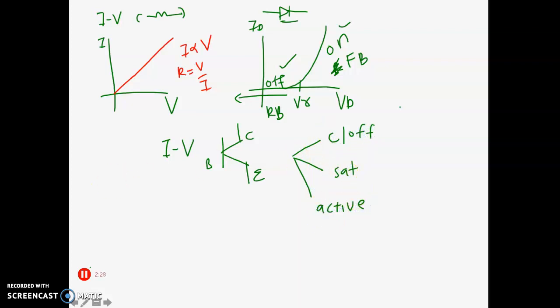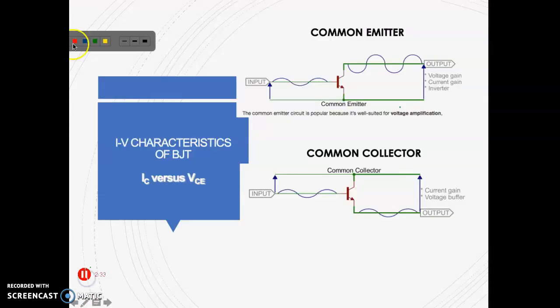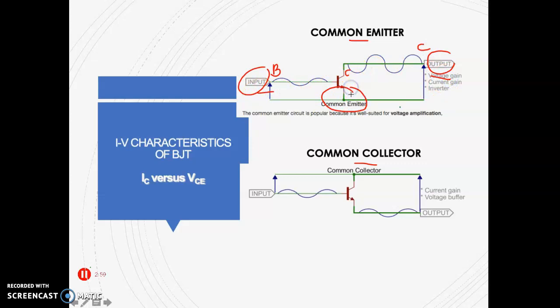So let's see the IV characteristic of a BJT. In order to know it, we need to identify whether it is common emitter, common collector, or common base. How do you know this is common emitter? We look at the input and output. Your input here is connecting to your base, and your output here is connecting to your collector. So what is common between your input and output is your emitter, so we call this common emitter.